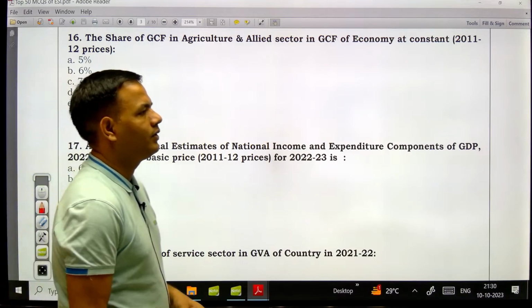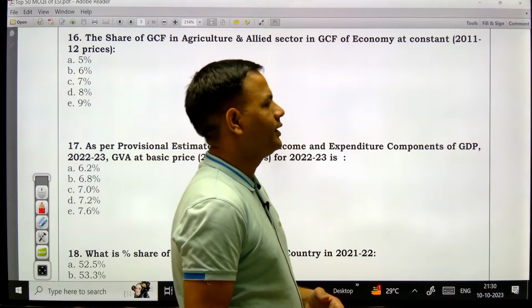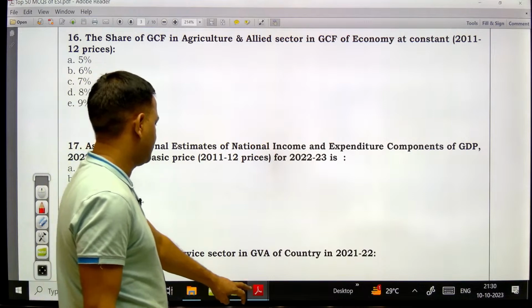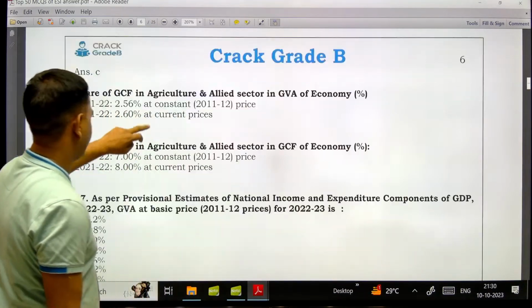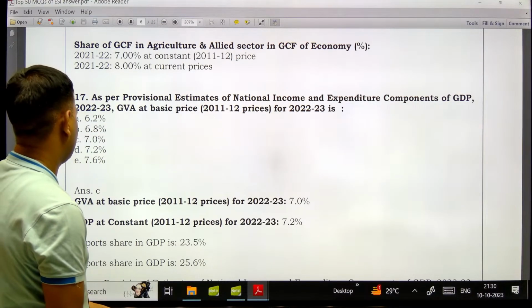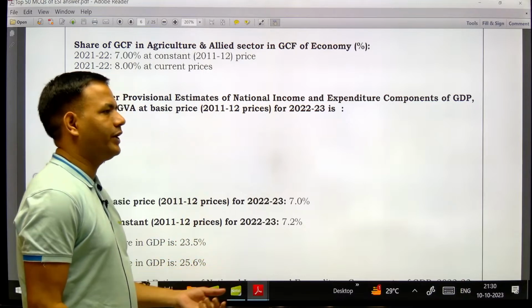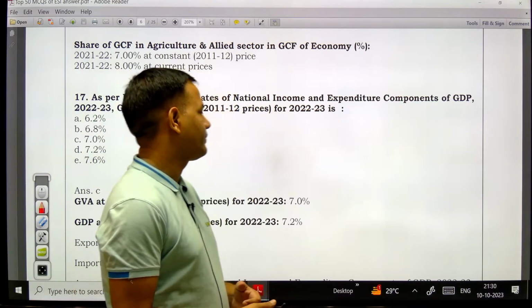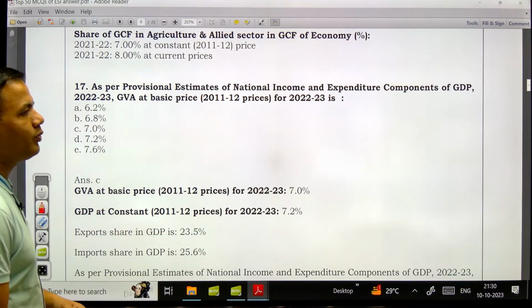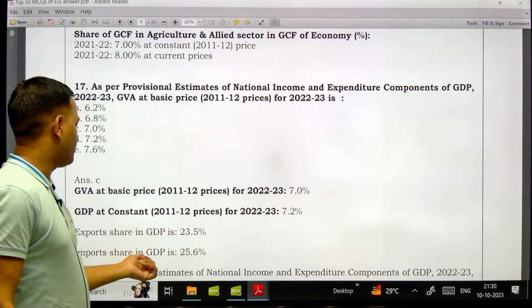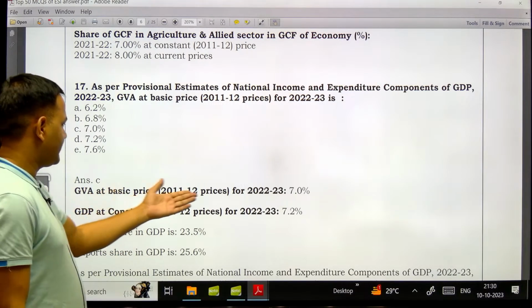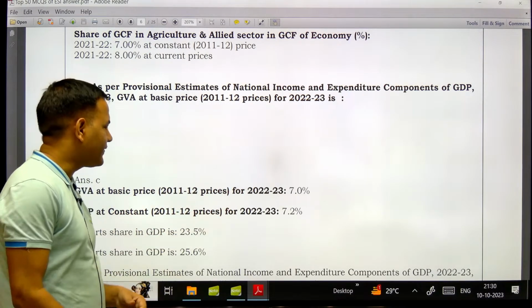GVA, I think it is 7.2%, I think. Okay, yes, it is 7%. GDP is 7.2. Export share in GDP is 23.5% for 22-23. Import share is 25.6%. Again, this is important data. GVA is 7% and GDP at constant prices.